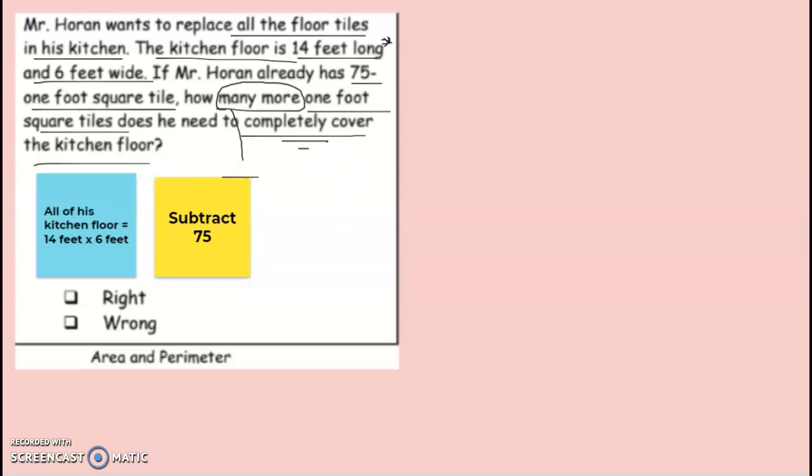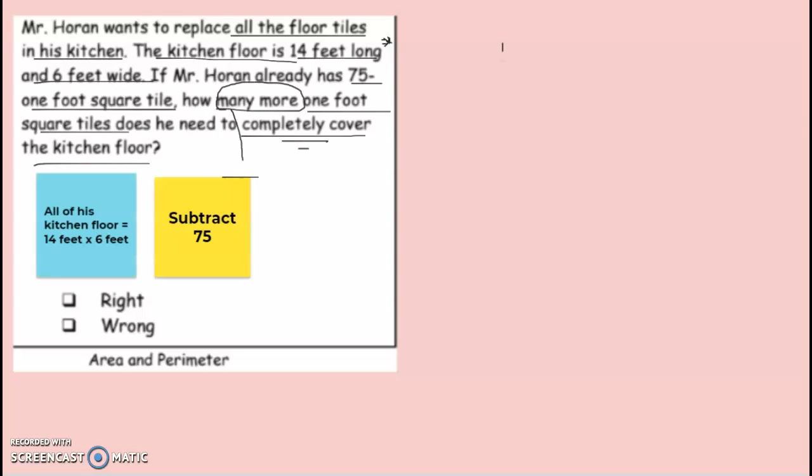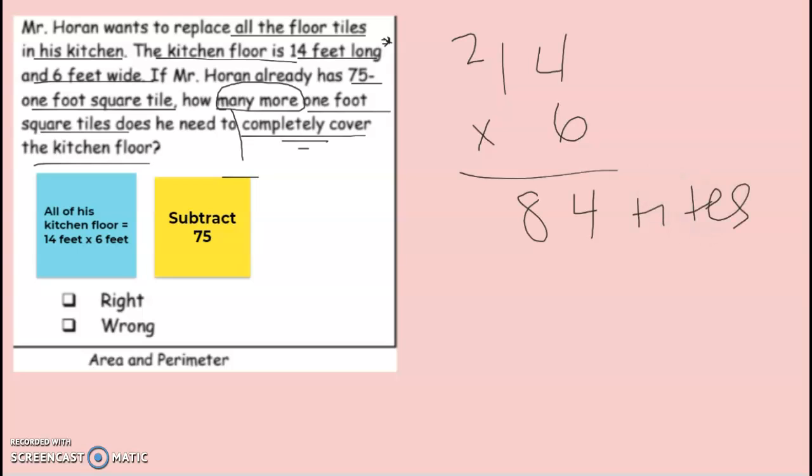Okay, so let's do the first step. We're going to do 14 times 6. 6 times 4 is 24. Carry the 2. 6 times 1 is 6, plus 2 is 8. So he needs 84 tiles.